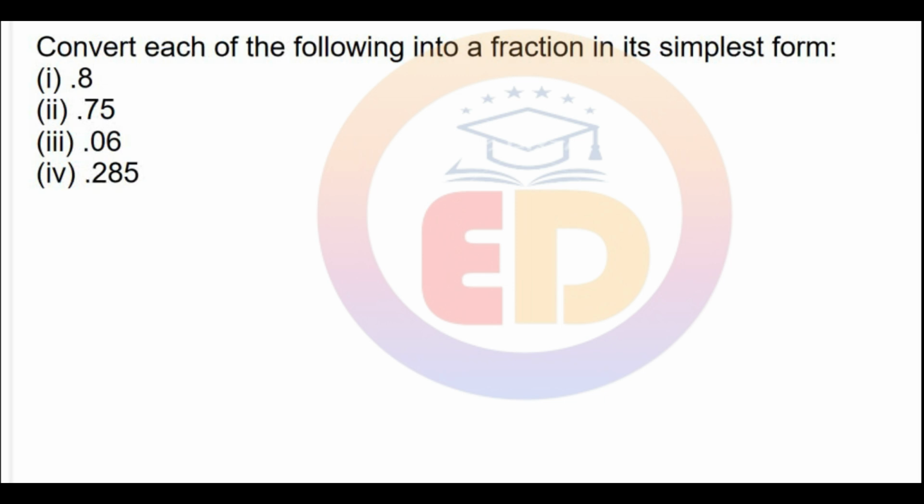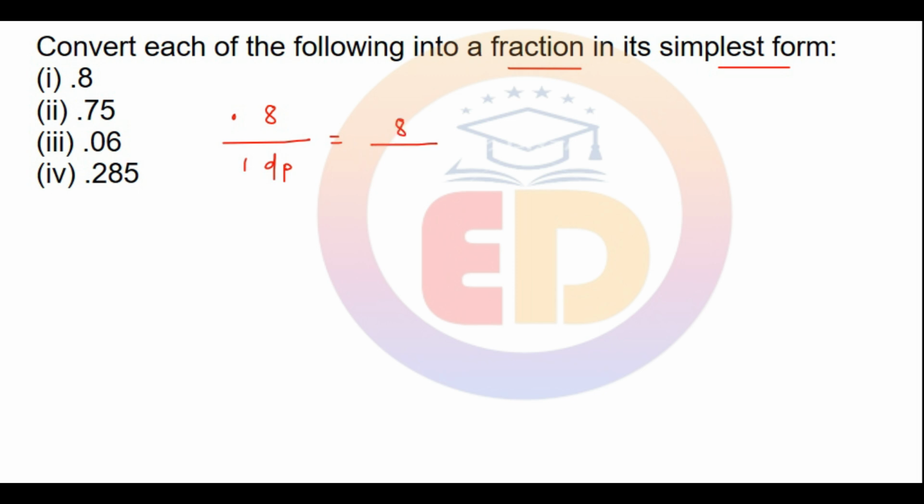Convert each of the following into a fraction in the simplest form. First example is 0.8. Now in 0.8, I have 1 decimal place. Write down. Without a decimal point, it will become 8. And in the denominator, after 1, place 1 0. It will become 8 upon 10. Both 8 and 10 are divisible by 2. Convert them into simplest form by dividing them by 2. 8 divided by 2 is 4. 10 divided by 2 is 5. So 0.8 becomes 4 upon 5.